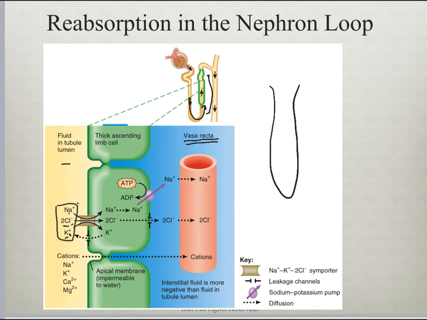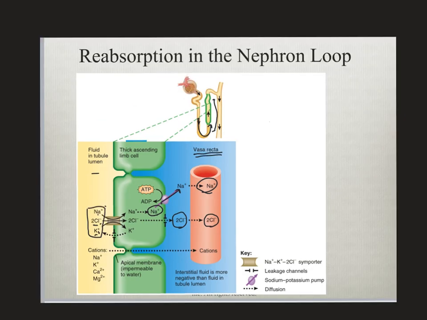So exactly what's happening? We're using sodium potassium pumps to take all that sodium, move it into the interstitium, and then reabsorb it back into the vasa recta. We're using leak channels, so again, leak channels that are going to distribute those chlorides and then put them into the interstitium so that they can be reabsorbed again by the vasa recta.